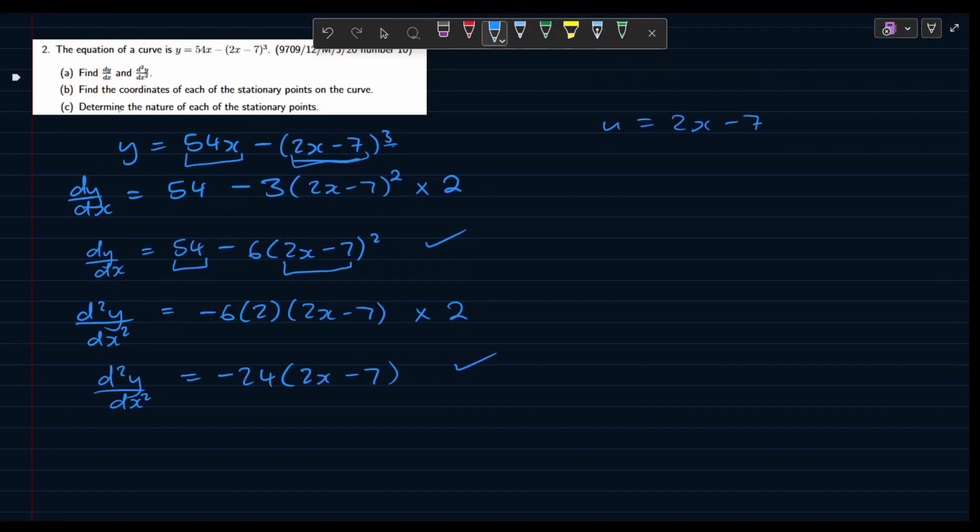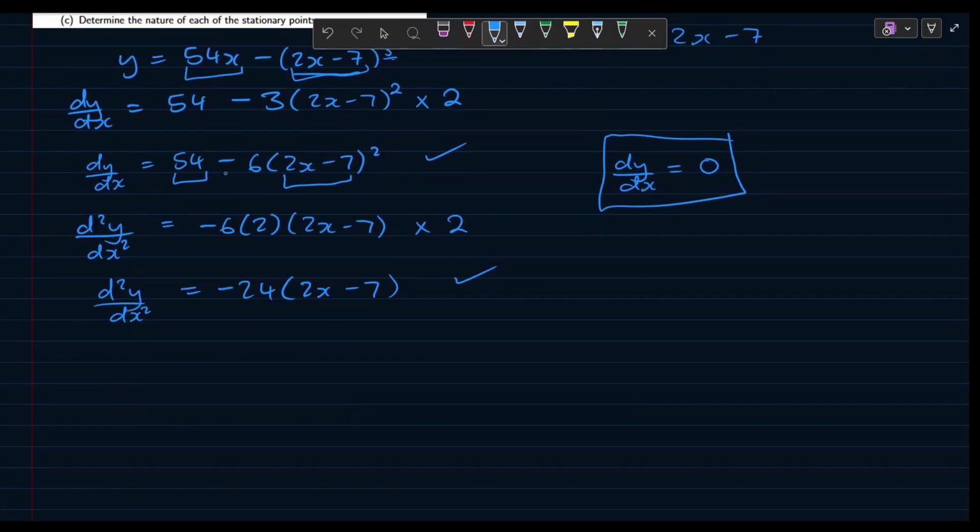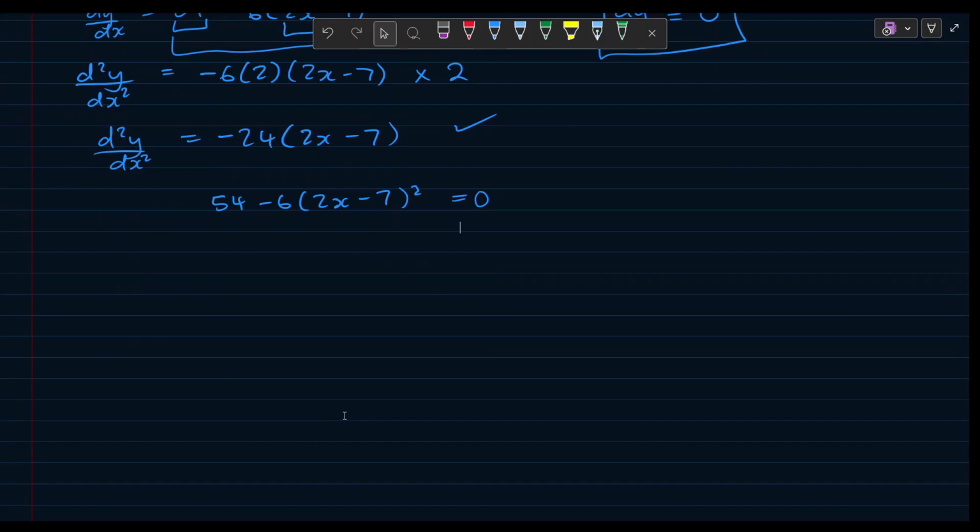Part B says to find the coordinates of each of the stationary points on the curve. We know that the gradient at a stationary point is equal to 0. This is the idea we use in finding coordinates for stationary points. So we're going to equate our expression for dy/dx to 0, which is this 54 minus 6 times (2x minus 7) squared equals 0. Notice how this is a quadratic in completed square form, so we can solve it using the completing the square method. Let's move this term to the right so that it becomes positive.